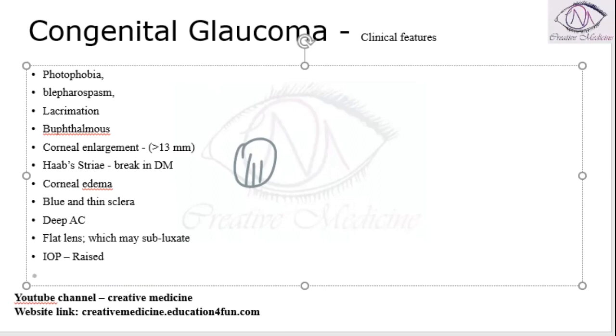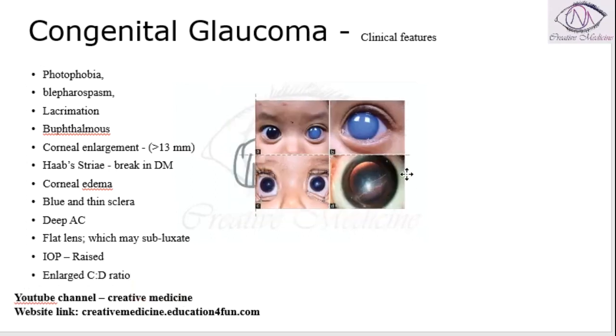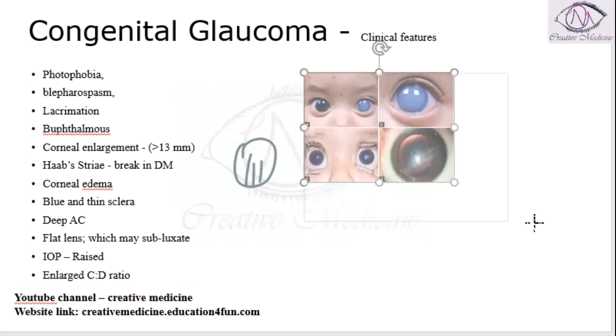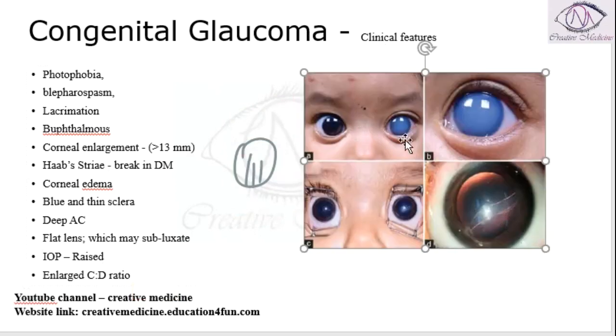Intraocular pressure is obviously raised, and there is an enlarged cup disc ratio. If you see here, there is a blue cornea with buphthalmos, that is, very big, enlarged, bull-shaped eyes, bull-like eyes are seen.